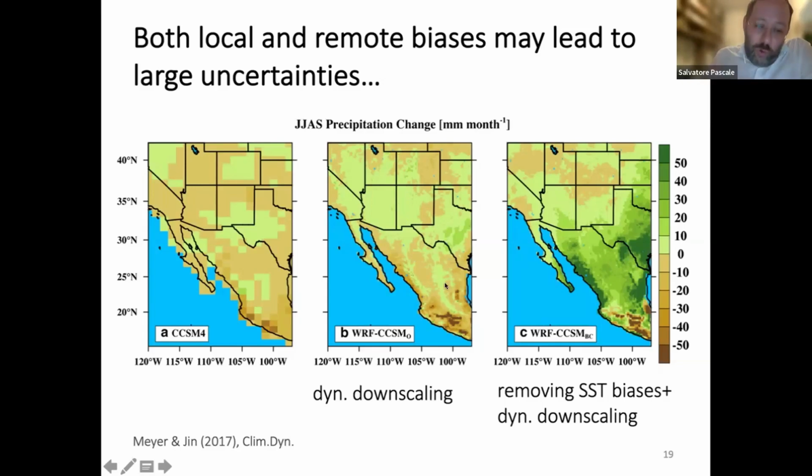Then they also removed the sea surface temperature bias from the model. And you see that you have a totally different response, which is an increase in precipitation. So this means that those two biases, which are of different nature, combine in models and can produce very large intermodel variability, okay, intermodel differences.